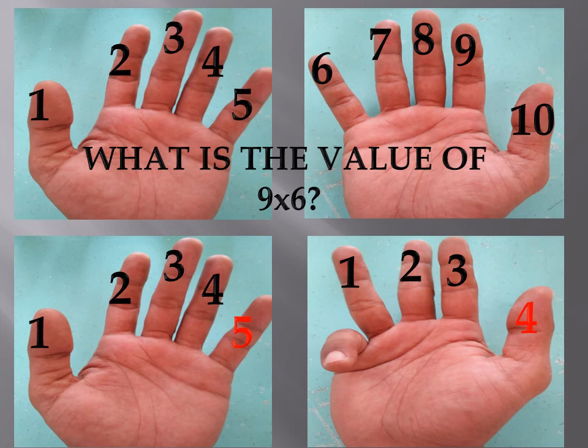We have 5 fingers before the closed finger and 4 fingers right after the closed finger. Joining them together, we have 5 and 4, so we have 54. This only shows that 9 times 6 is equal to 54.